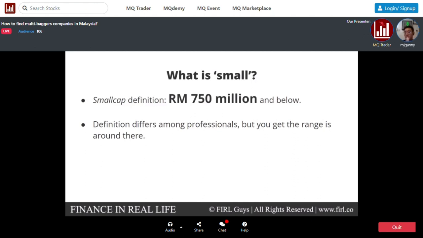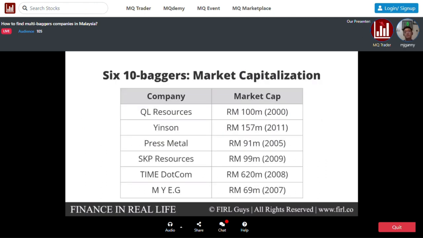Again, it's not set in stone, 750 million. If you want to put it at 800, that works as well. If you are even more stringent, you want to put it at 500, that works as well. But this is just a generally accepted definition. The point is, it must be small. And I believe nearly 70% of companies fall under this definition. So most of them are small.